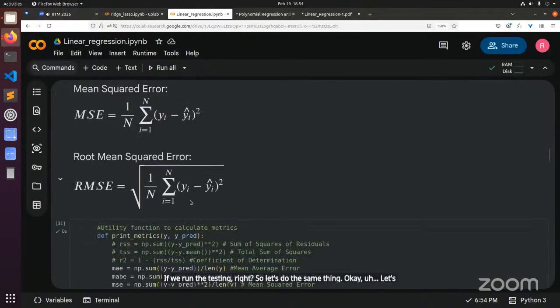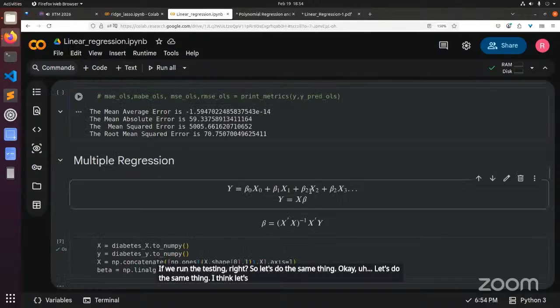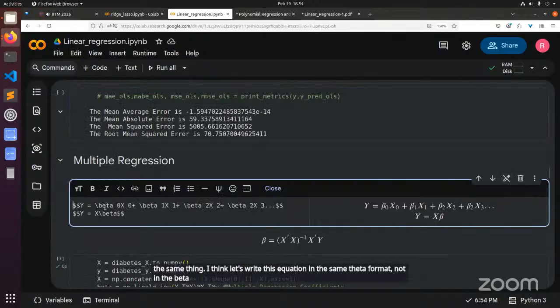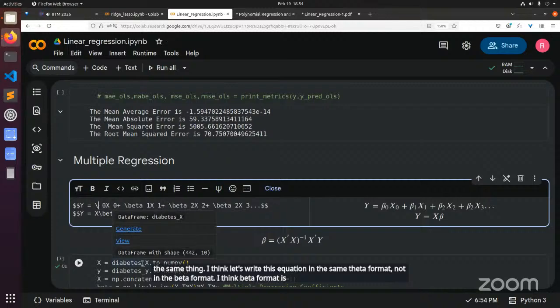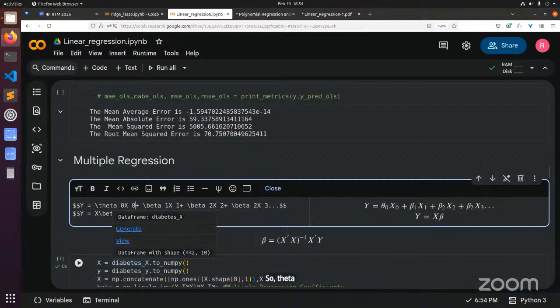Let's do the same thing. I think let's write this equation in the same theta format, not in the beta format. I think the beta format is confusing people. So theta naught in, let's write theta 1.